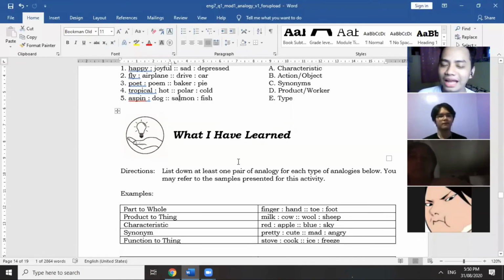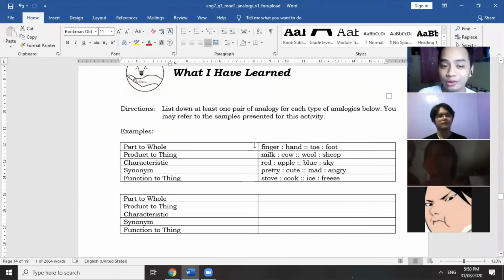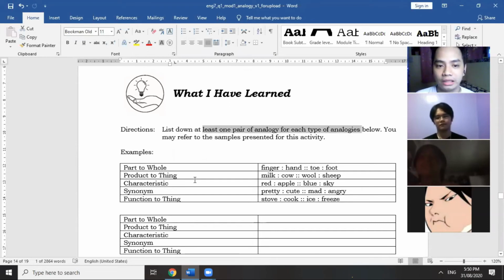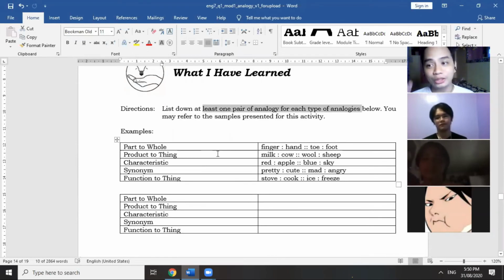What I have learned. List down at least one pair of analogy for each type of analogy below. You may refer to the samples presented for this activity. So these are the examples. Allow me to read. Part to whole, finger is to hand as toe is to foot. Product to thing, milk is to cow as wool is to sheep.